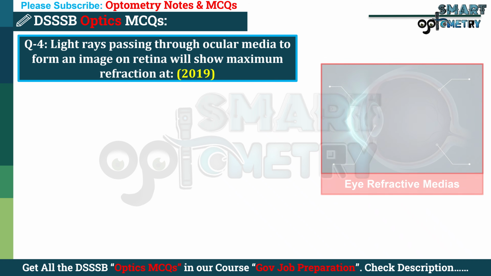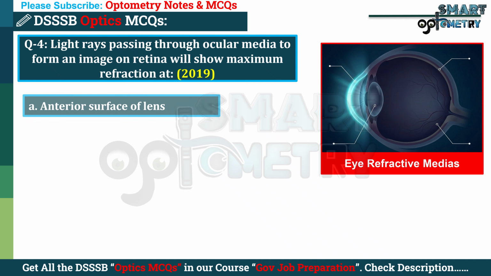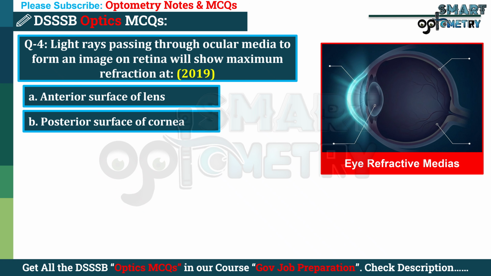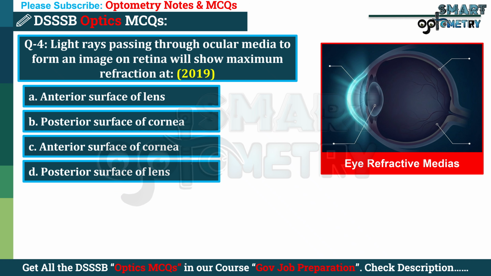Question 4. Light rays passing through ocular media to form an image on retina will show maximum refraction at: Option A, anterior surface of lens. Option B, posterior surface of cornea. Option C, anterior surface of cornea. Option D, posterior surface of lens. The correct answer is C, anterior surface of cornea.